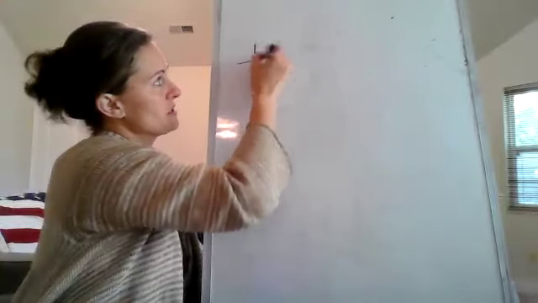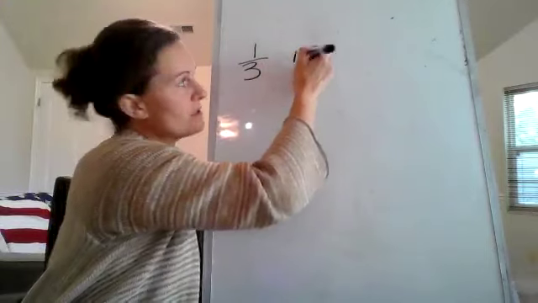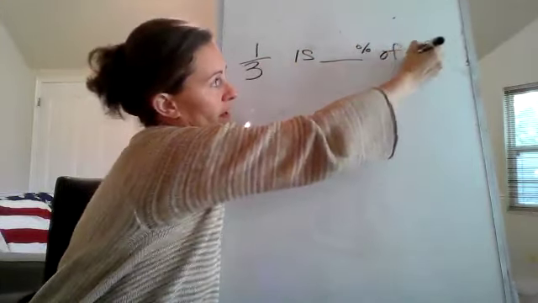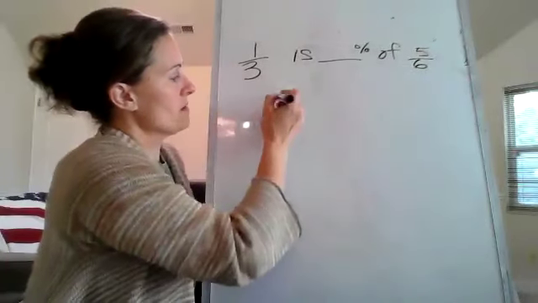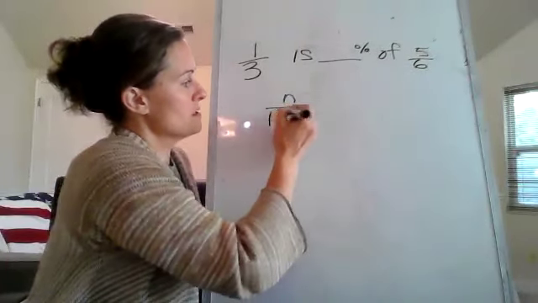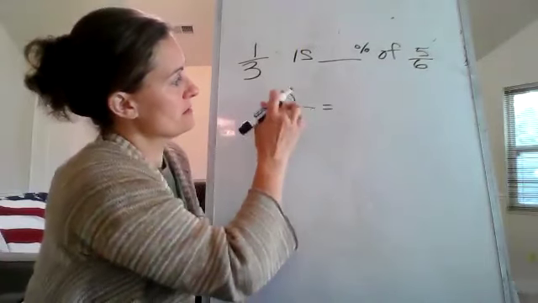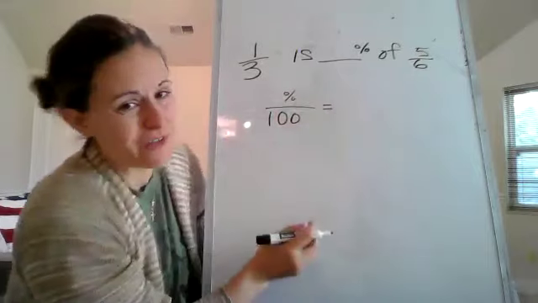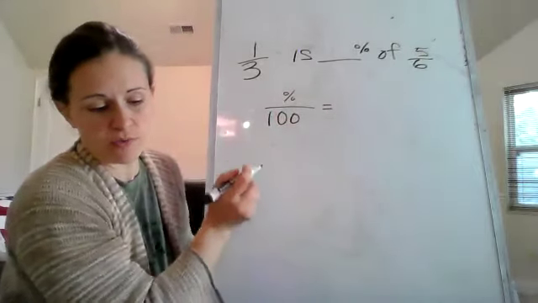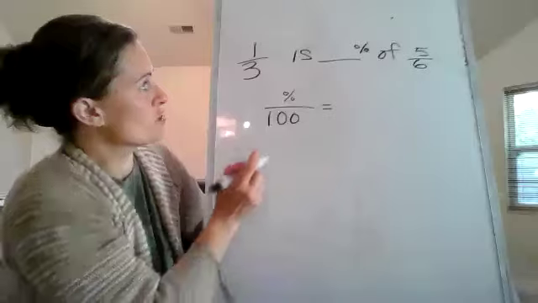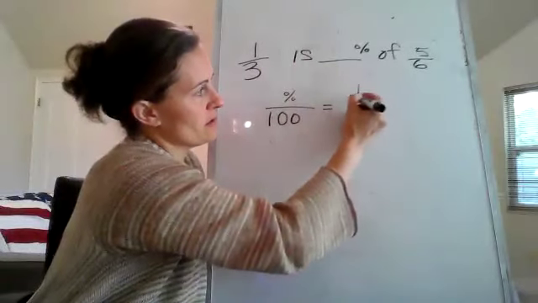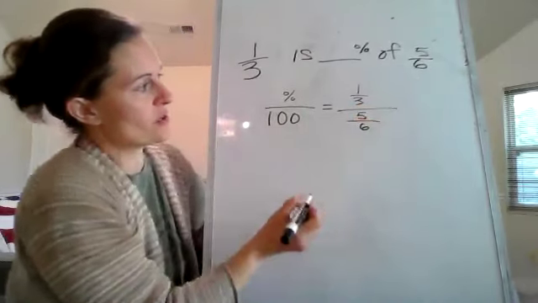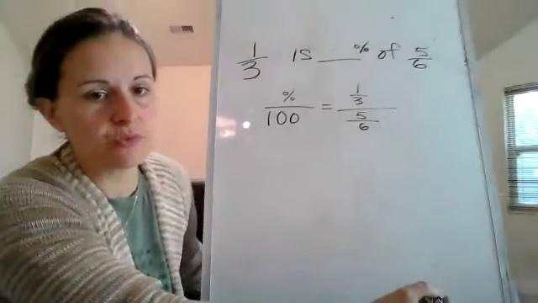All right, now we have a fraction. This will be interesting. 1/3 is what percent of 5/6? So this is going to be a fraction in a fraction. So let's talk about what to do when we have a fraction in a fraction. Because 1/3 is the top number, and then 5/6 is the bottom number.